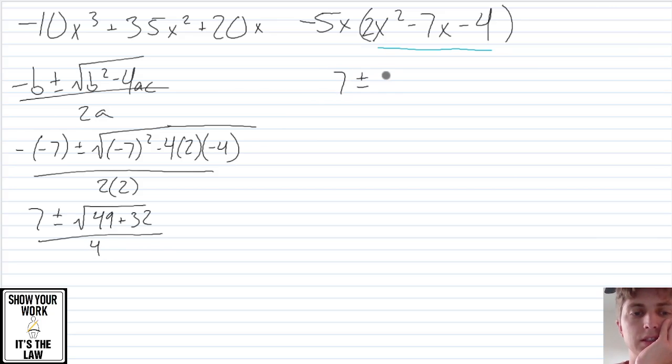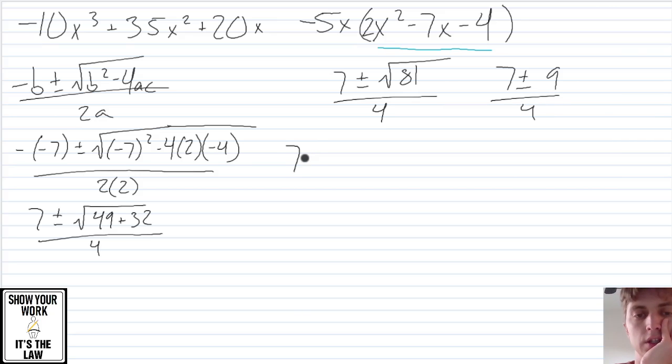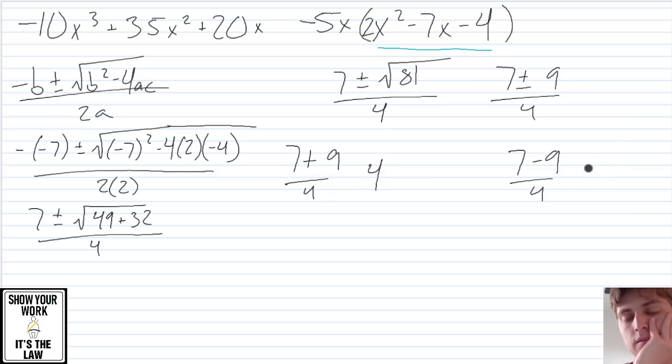7 plus minus the square root of 81. That's a nice number. All right. And then this becomes 7 plus minus 9 divided by 4. Two scenarios. We got the plus and the minus. 7 plus 9 is 16, divided by 4 is 4. 7 minus 9, well, let me not skip steps, huh? There's a 4. This becomes -2 over 4 equals -1 over 2.